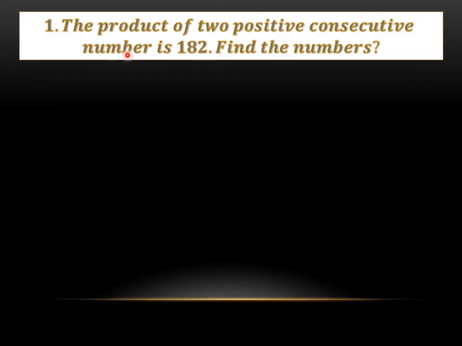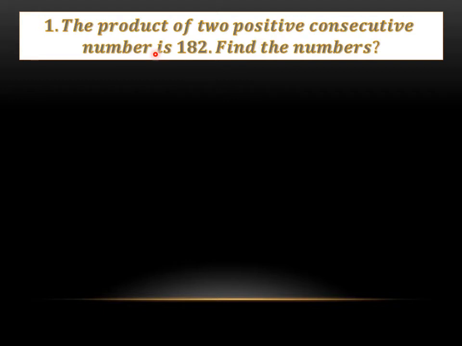Question number 1 states, the product of two positive consecutive numbers is 182. Now let's change that statement into mathematical form. Beginning, the word is product. Product in mathematical form means multiplication. We have to use the sign of multiplication or we can put brackets. Of two positive, positive means the numbers should be positive, it should not be negative.